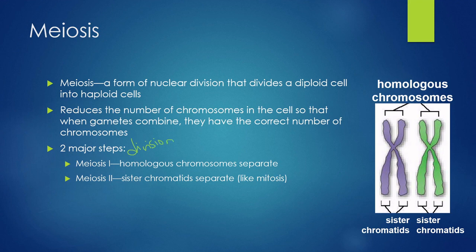Meiosis 1 is going to be when it divides the first time. You're going to have this homologous chromosome pair that separate by the end of meiosis 1, and you'll get 2 cells. And then in meiosis 2, the chromatids separate. So this process is exactly like mitosis, but you'll get 4 cells. And so we're going to go through these.